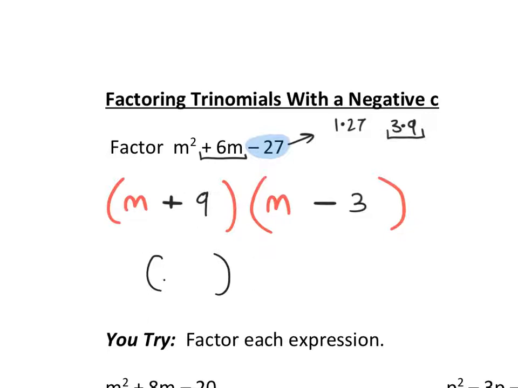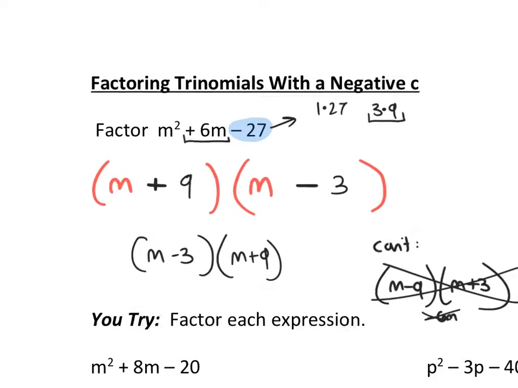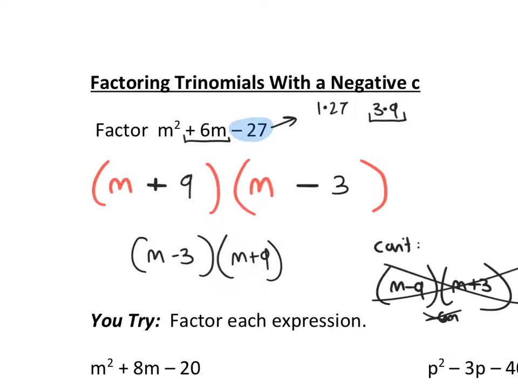Now, you could express your answer as m minus 3, m plus 9, because that's the same thing. Here's what you can't do, though. It is different if you go m minus 9, m plus 3. That one doesn't match, because that would give you a middle term of negative 6m instead of positive 6m. So you can have the two pieces swapped, but the inside components, such as the m plus 9 and the m minus 3, must be the same. So this is the correct answer here.